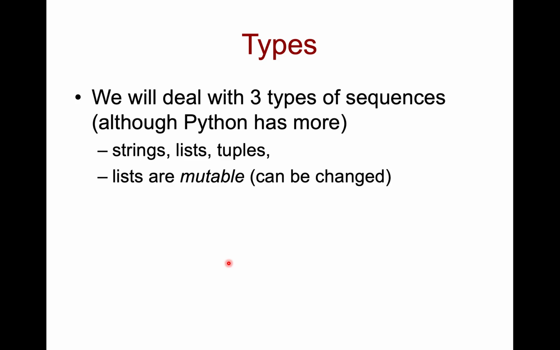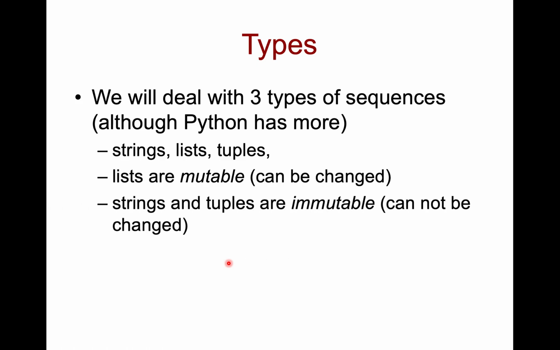Lists are mutable, so that's the one in the middle. That means that they can be changed. If you think about what the word mutation means, it means that something is genetically changed. It's something that can change over time as a result of some kind of accident. And lists in Python can be changed as well. Strings, which you're already familiar with, and tuples, which you've seen when we did string formatting, are immutable. That means they can't be changed.